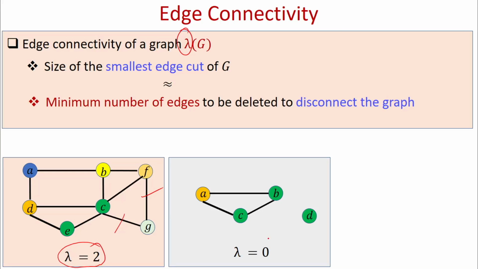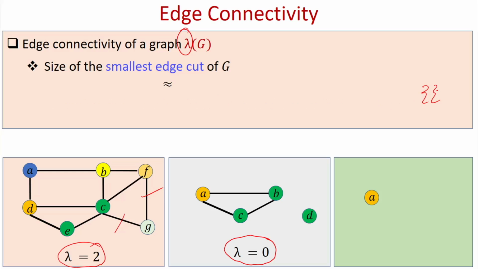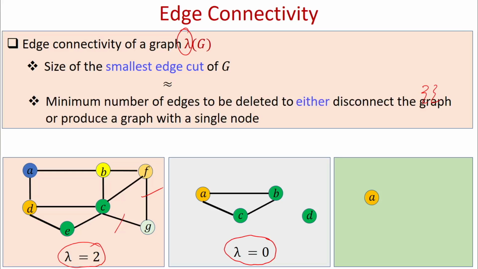If you take this disconnected graph, then the edge connectivity will be 0 because it is already disconnected and I don't need to delete any edge to disconnect it. But if I take this graph which has no edges and just a single node, then this definition does not make sense because I can't delete any edge to get a disconnected graph. So to take care of this special case, I modify my definition: edge connectivity is the minimum number of edges which need to be deleted to either disconnect the graph or produce a graph with a single node. This latter condition is added for taking care of this special case.